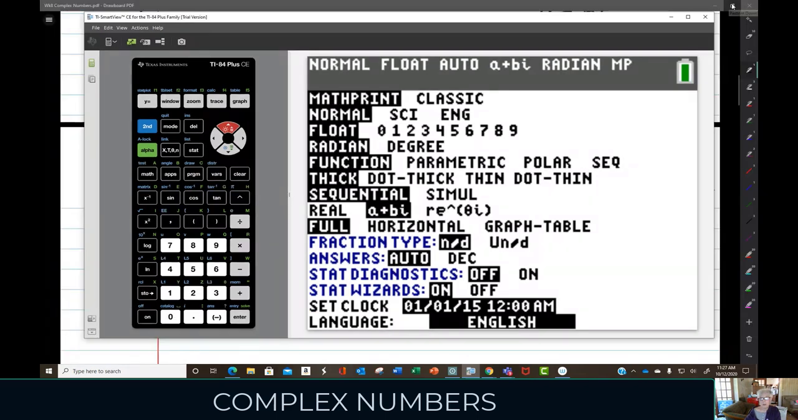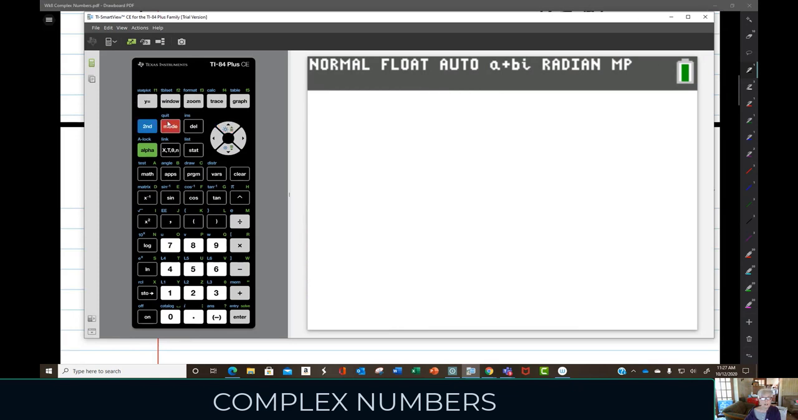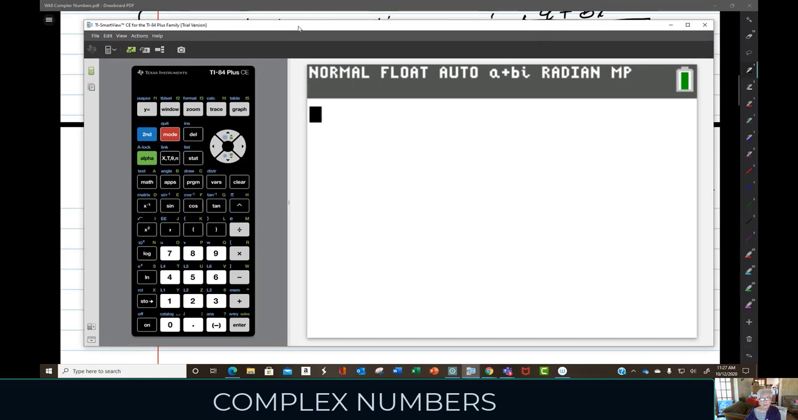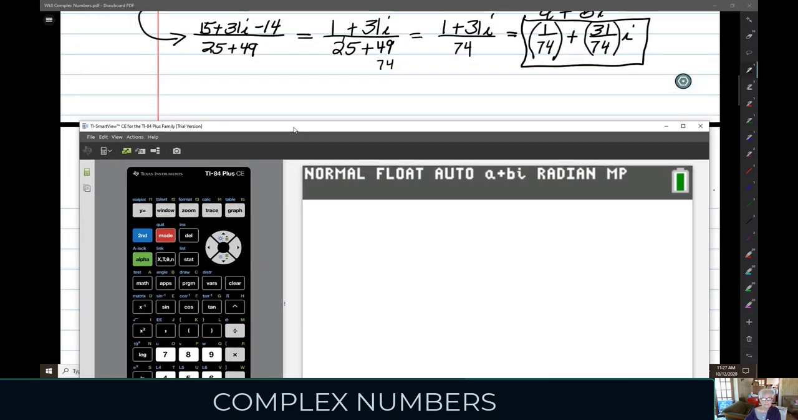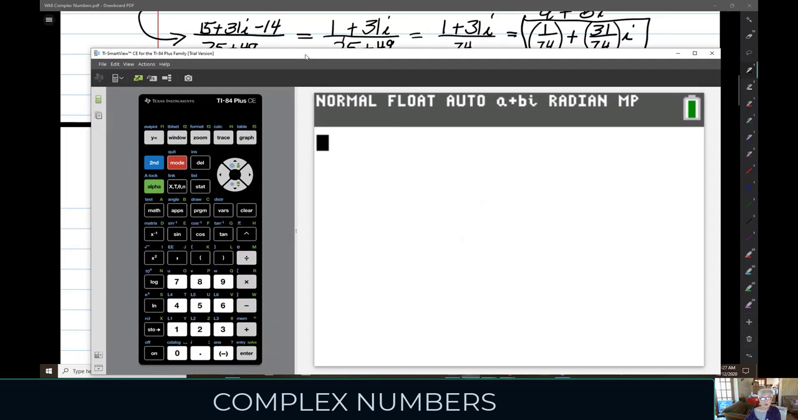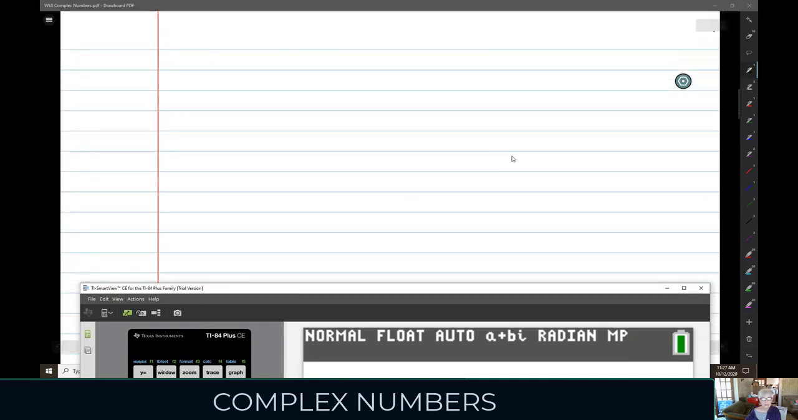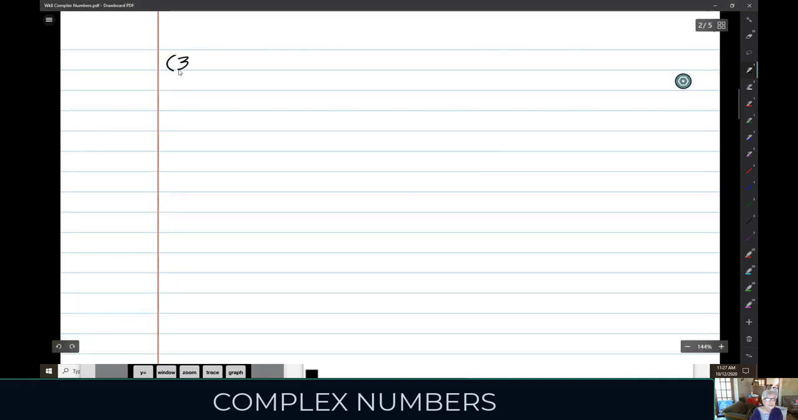I'm going to say second quit, and get ready to write some complex numbers. This is what I want to do. Let's just do 3 plus 2i plus 5 minus 7i. We can add complex numbers. We can subtract complex numbers.